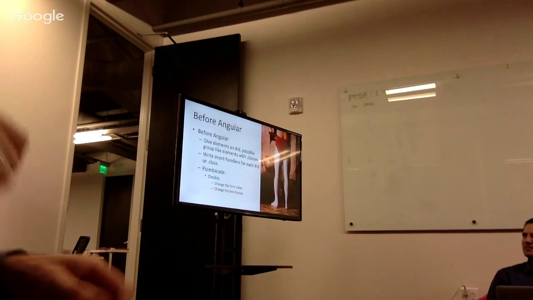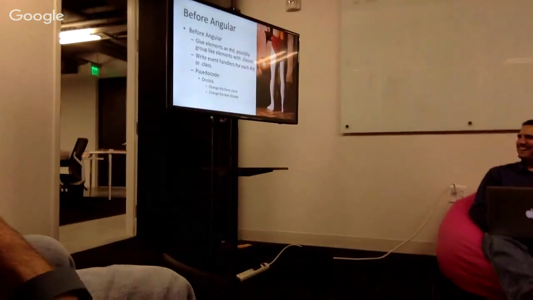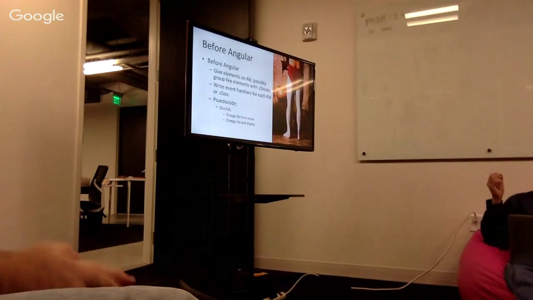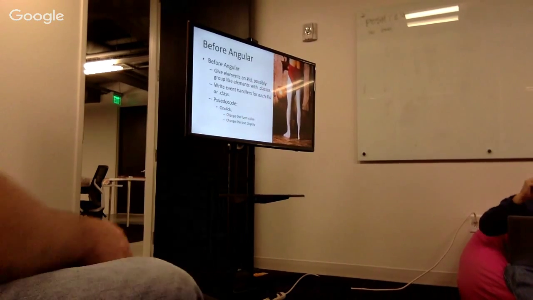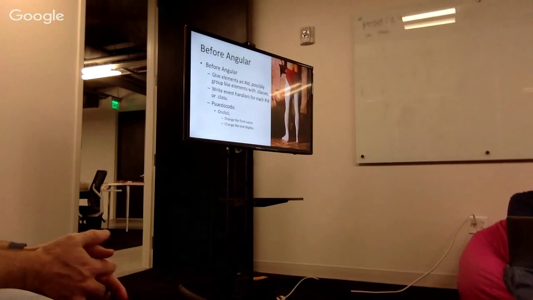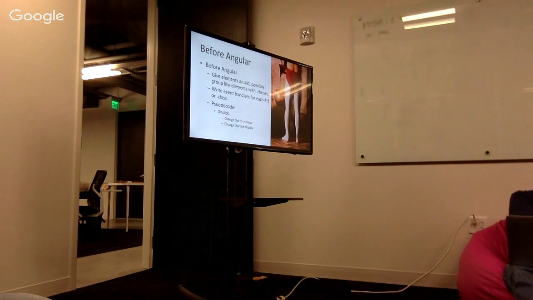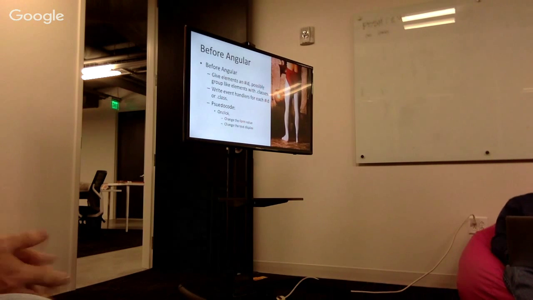So before Angular, you would have these different things on the page, and you would uniquely identify them with IDs on the DOM elements, or if you had multiple elements doing the same thing, you might put a class on and then put a handler for that.